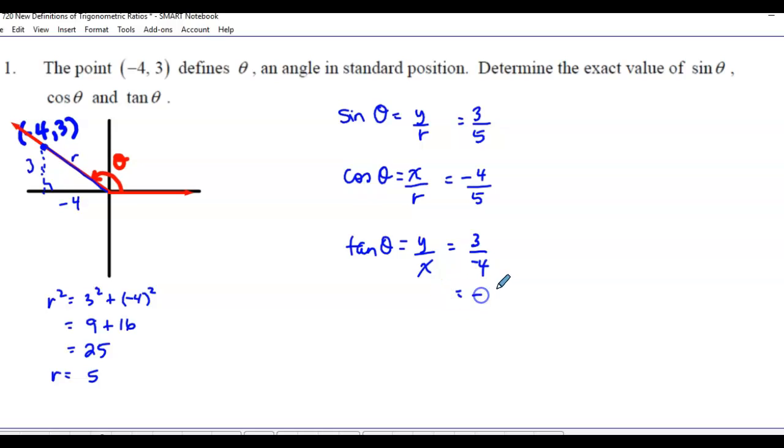We'd like to show that with the negative out front, not in the denominator. Okay, so out front or in the numerator. So we just simplify it. Okay, so now we found the exact value of sine, cos, and tan.